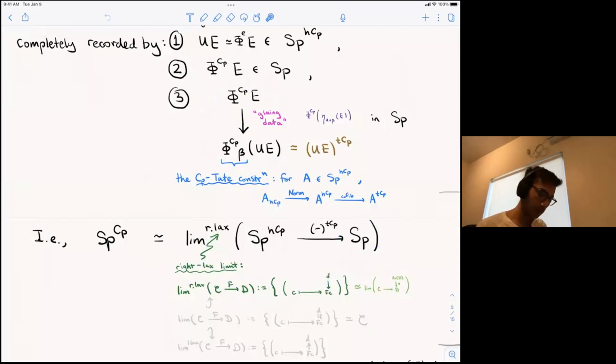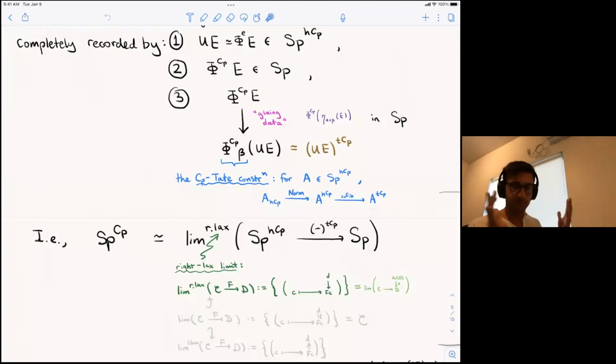And so, I mean, you can also say, well, it's this ordinary limit of a slightly different diagram of categories. It's a morphism in D, an object of C, but then you require that the target of that morphism is the value of the object in C.